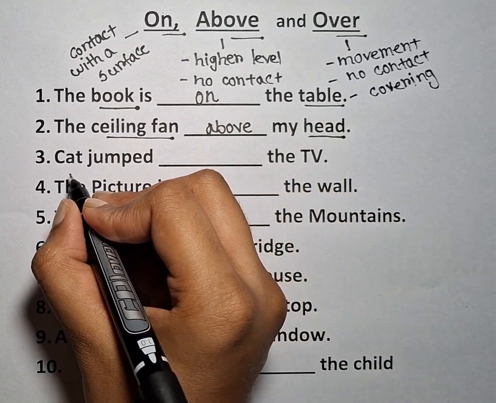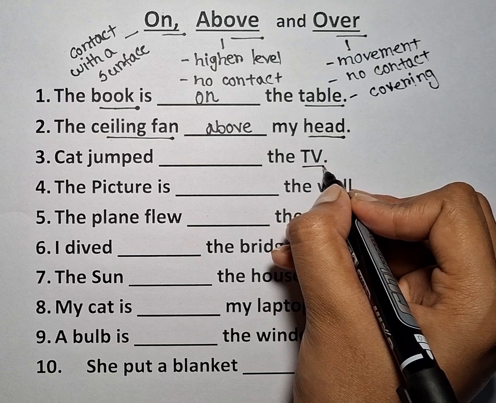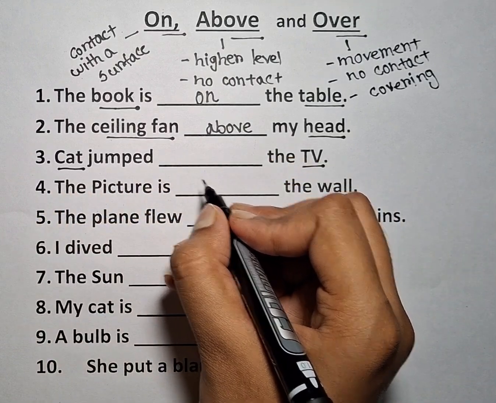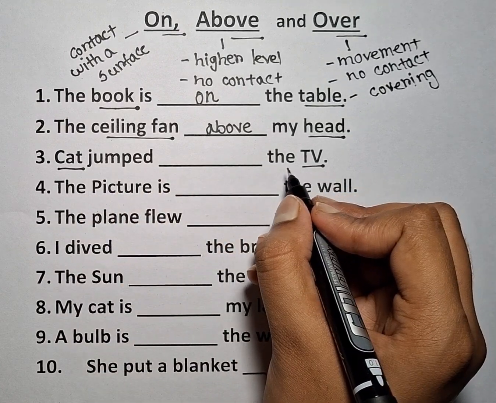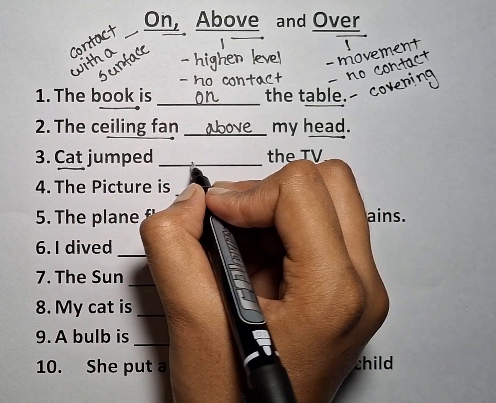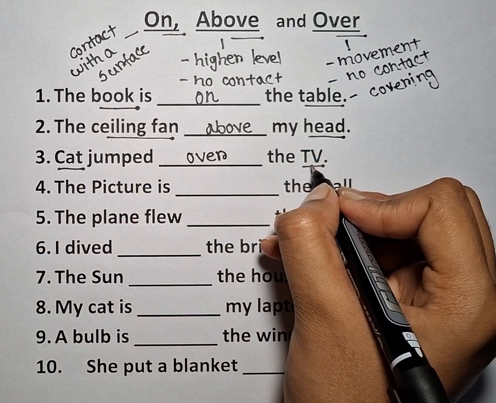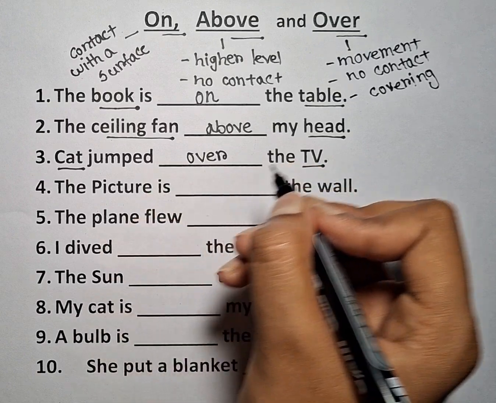Number 3. The cat jumped blank the TV. Here the TV is the surface and the cat is the object. It describes the action of a cat jumping and the path it took, using the preposition over to indicate that the cat moved above and across the television and there is no contact. Thus we use over.